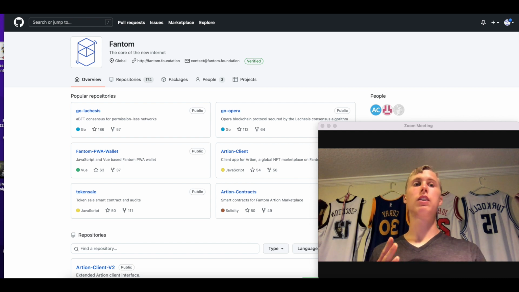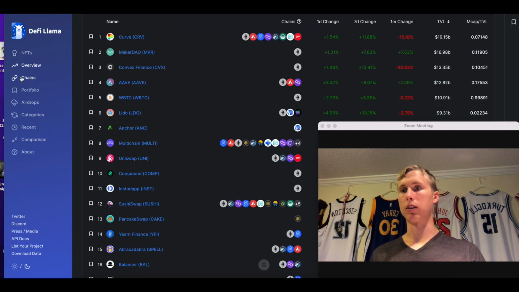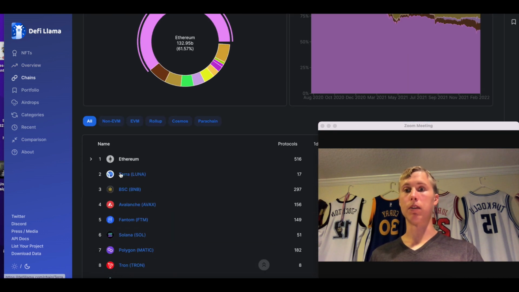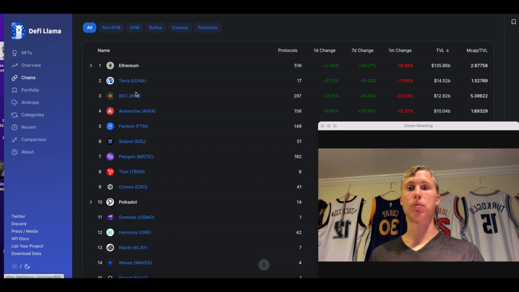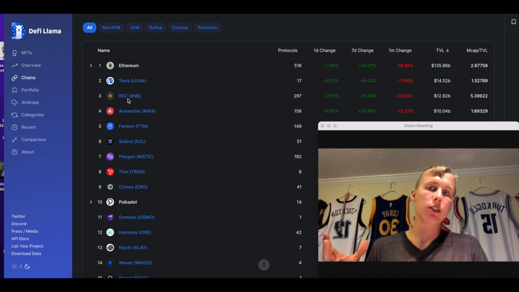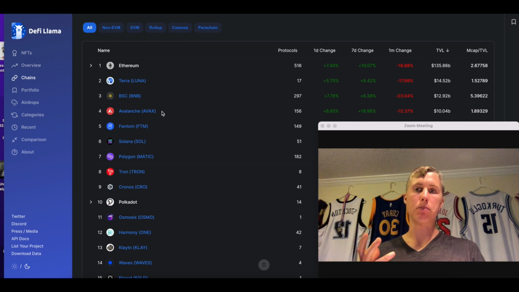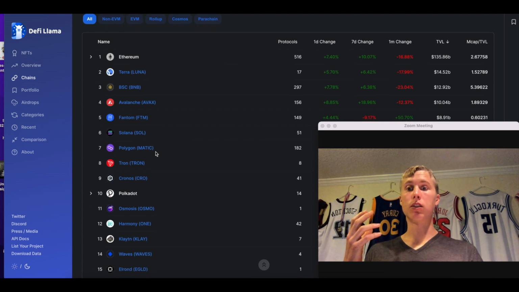Luna is just killing it on the DeFi Llama ranks. I'm going to show you the chains. It's literally right behind Ethereum. Look, it's second. It passed Binance Smart Chain. Oh yeah, and Binance Coin is built on Cosmos too. Not Binance Smart Chain, but the Binance Chain, the BEP2. There are actually two separate chains if you did not know that. But they are just destroying it.